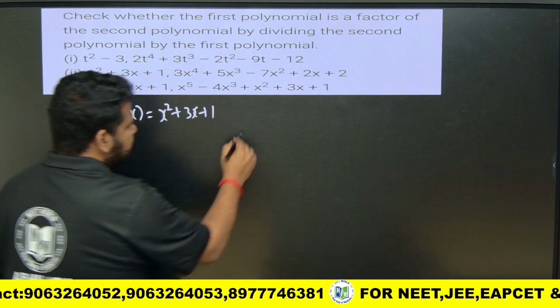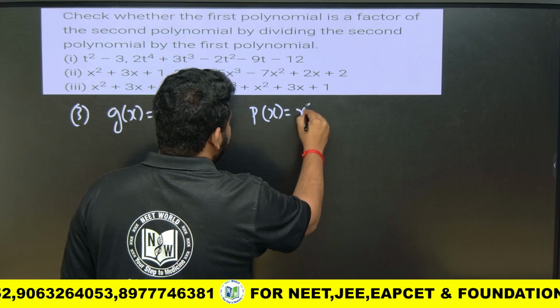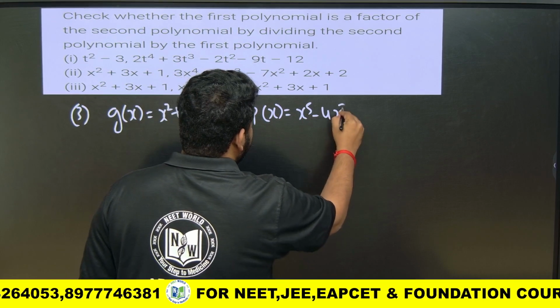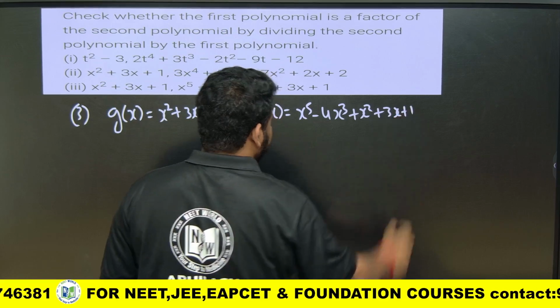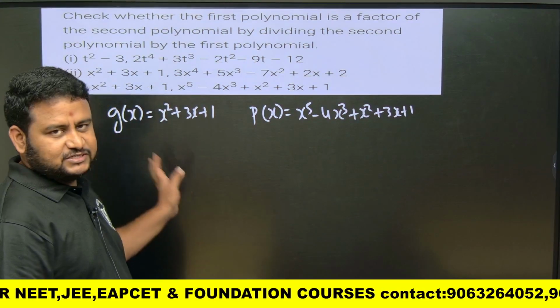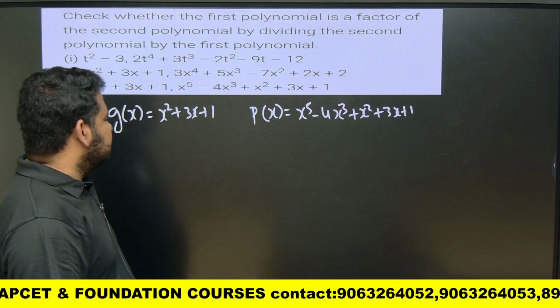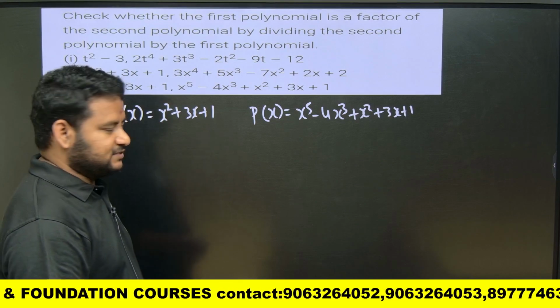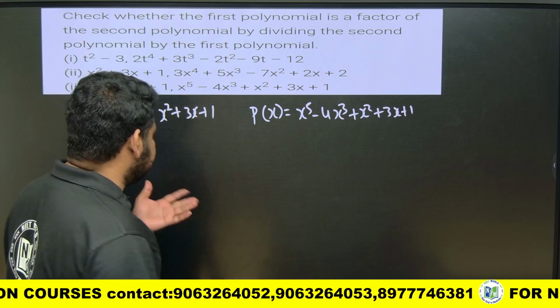What about p of x? That is the dividend. Dividend p of x is x to the power of 5 minus 4x cube plus x square plus 3x plus 1. To find whether g of x is a factor of p of x, we have to divide p of x by g of x, and if we get the remainder as 0, then definitely g of x is a factor of p of x. If the remainder is not 0, then g of x is not a factor of p of x. So, let us divide first.